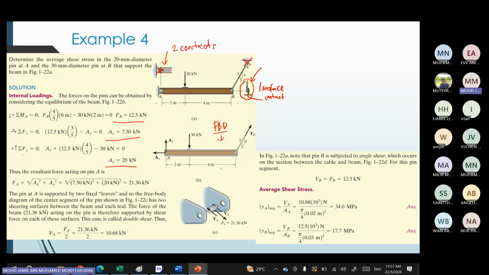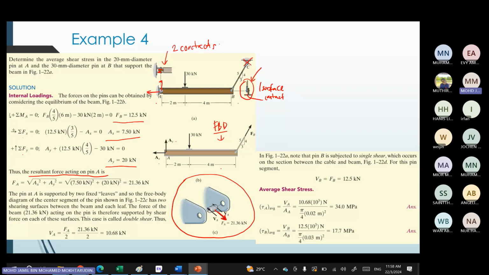Okay, so now you already have FB, AX and AY. You want to determine the shear stress at point A. Because at point A you have AX and AY, you need to determine the resultant force at point A. If you look at this drawing here in more detail, at point A you have two components, but the resultant force is slightly slanted.